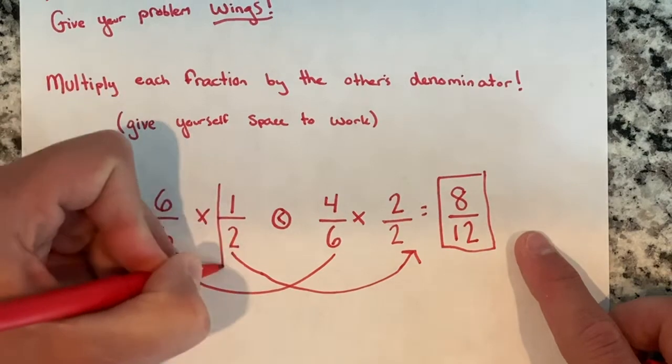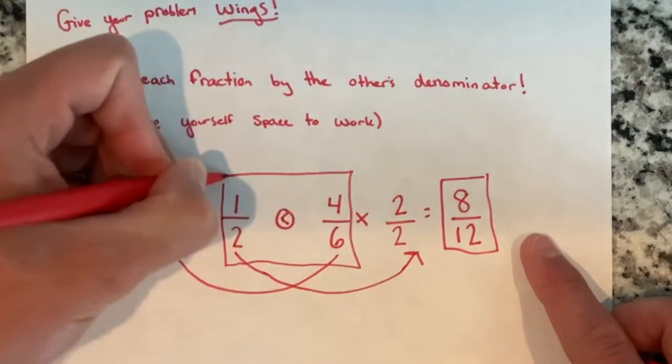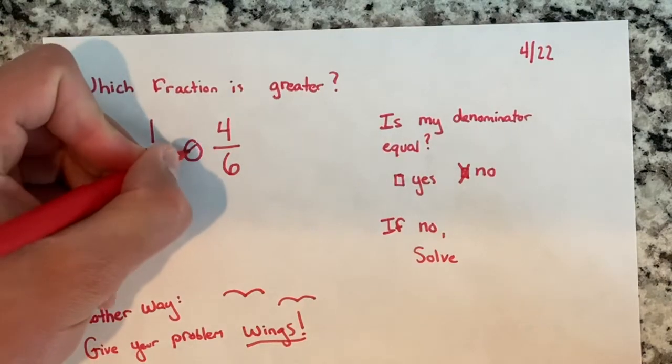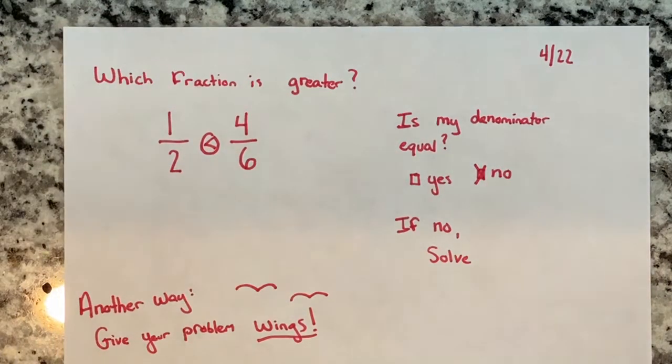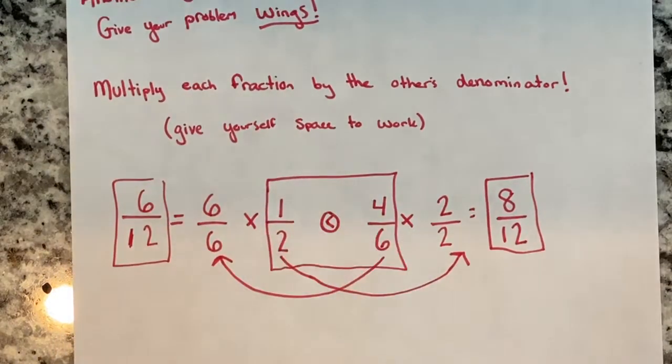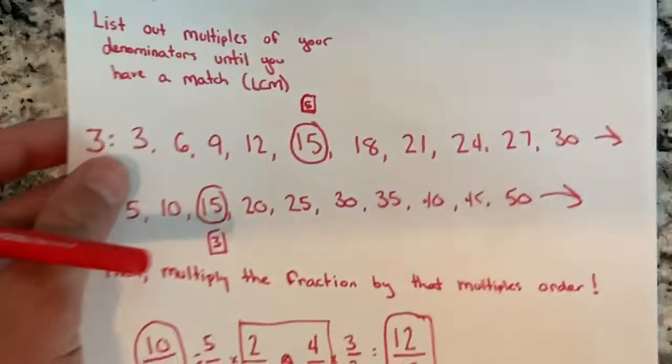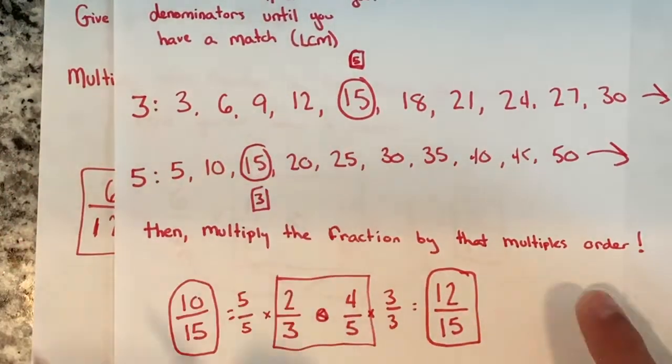So at the end of the day, the answer to my question, 1/2 in comparison to 4/6, 1/2 is less than 4/6. 4/6 is my greater amount. 2 ways: multiply each other by their opposite denominator, or create a list of your multiples and find your first match.